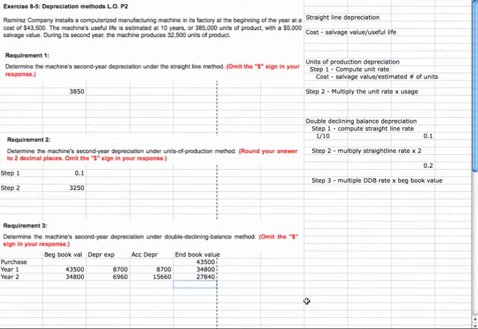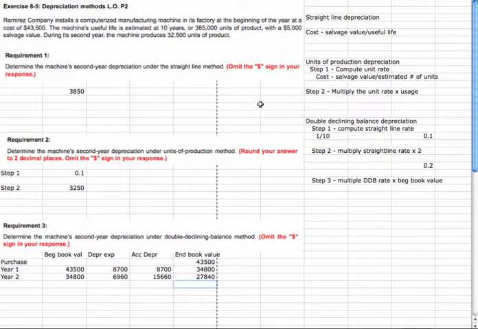my ending book value of $27,840. Now this problem was asking what is the second year's depreciation. The second year depreciation is the $6,960. So in future years, in year 3, I can look here and see that the $27,840 with a salvage value of $5,000, I still have $22,840 worth of cost that I can allocate to this depreciation for this asset. Once my salvage equals my book value, it's time to stop taking depreciation.